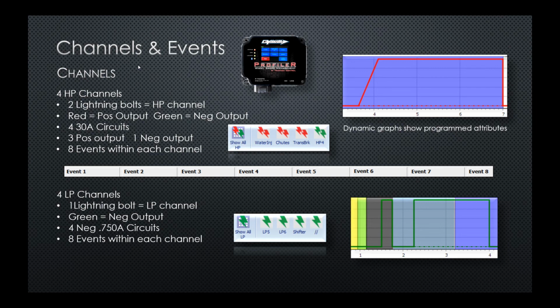There are 4 30 amp circuits available, 3 positive output, 1 negative output. There are 8 events within each channel. There are 4 low power channels, 1 lightning bolt, green, which signifies a negative output, and these are 4 750 milliamp circuits. And again, there are 8 events within each channel. Notice also to the right of the screen data-driven graphics that visually indicate your event programming.